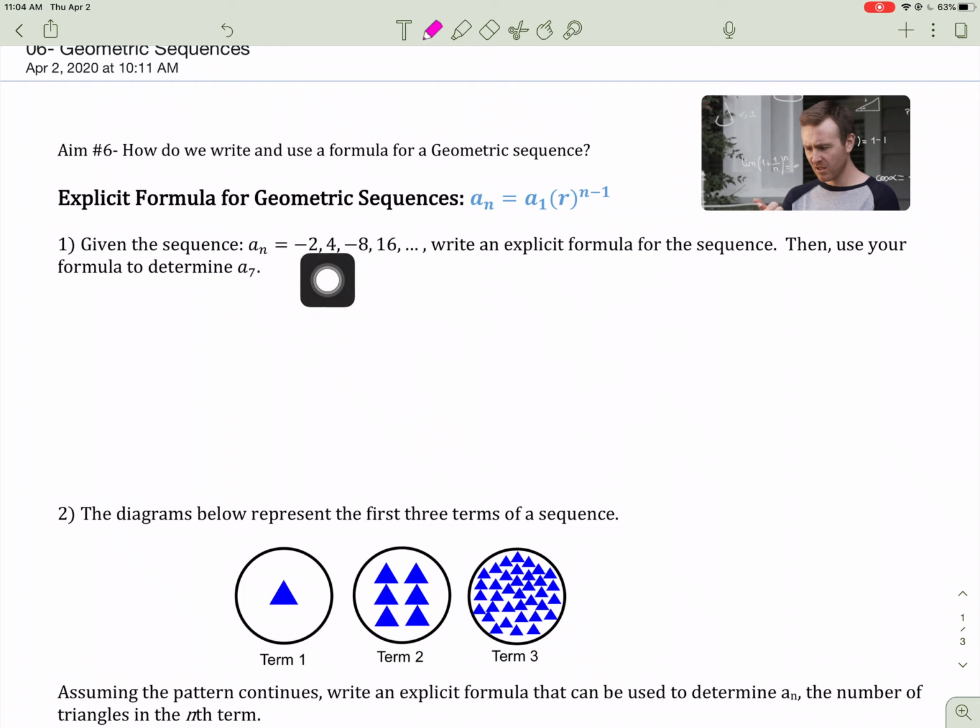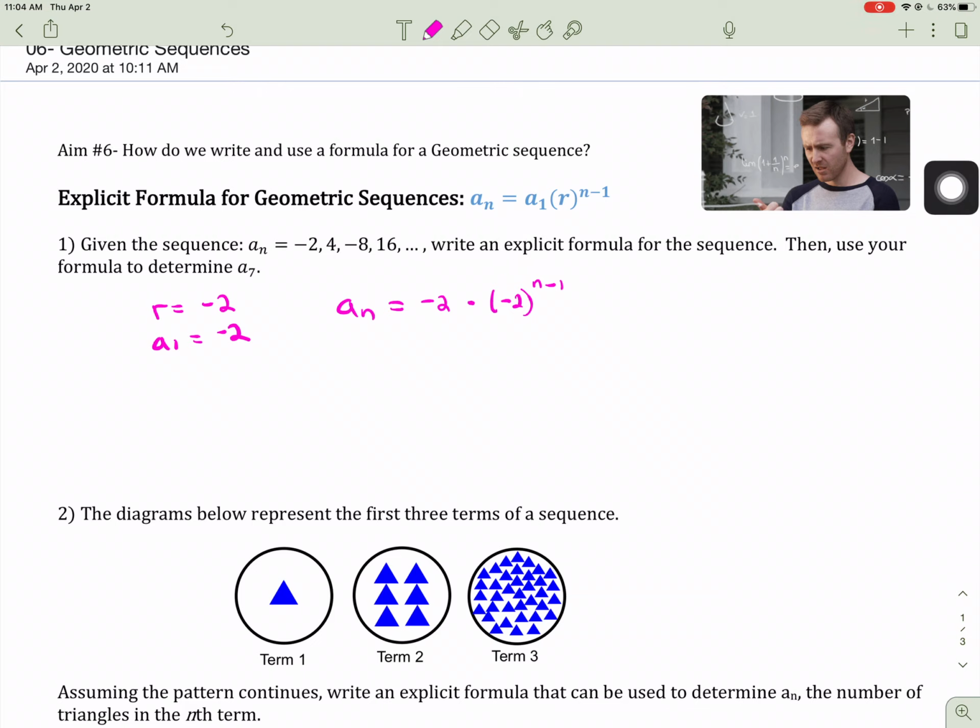a sub n equals negative 2, 4, negative 8, 16. So we hopefully can see this is geometric with a common ratio of times negative 2. So we know the common ratio is negative 2, and we know the first term is negative 2. Well, that's annoying, but it is. So to find any term, it's going to equal negative 2 times negative 2 to the n minus 1. If you want the seventh term, you could just sit here and find it: multiply by negative 2, you get negative 32, times negative 2 is 64, times negative 2 is negative 128.